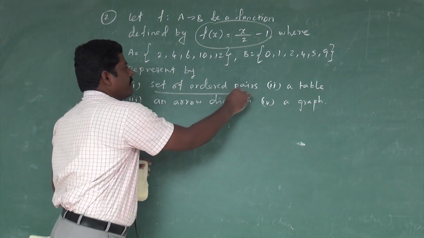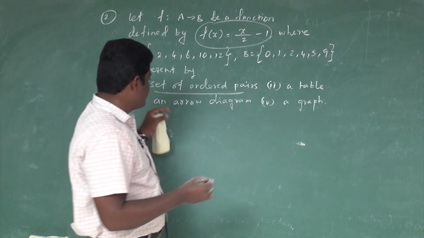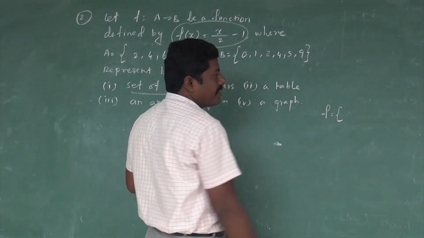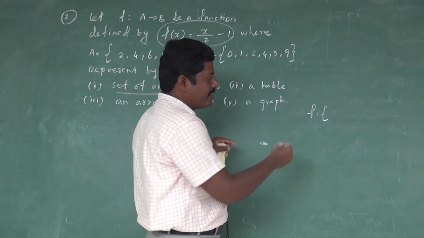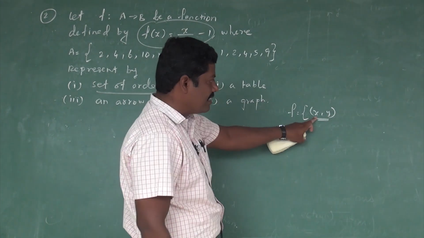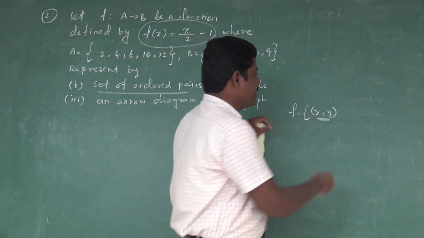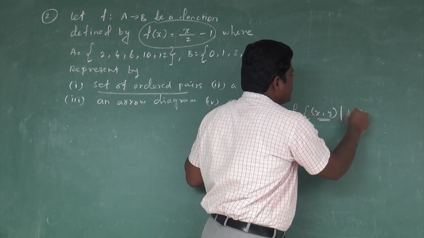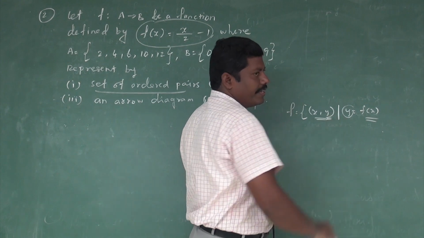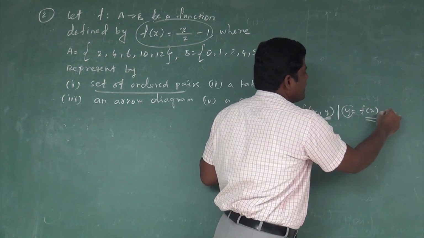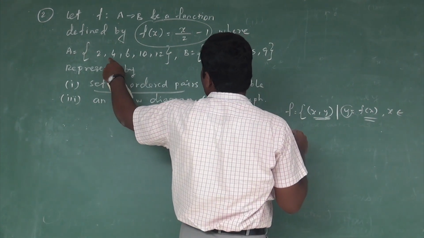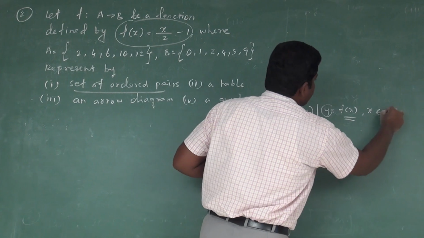First you want to find the set of ordered pairs. The function name is f, so you write f is equal to a set of ordered pairs. The general form of a set of ordered pairs is (x, y), such that y is equal to f of x. So f of x is nothing but y. What is x? x belongs to the first set given in your question, A. So x belongs to A.